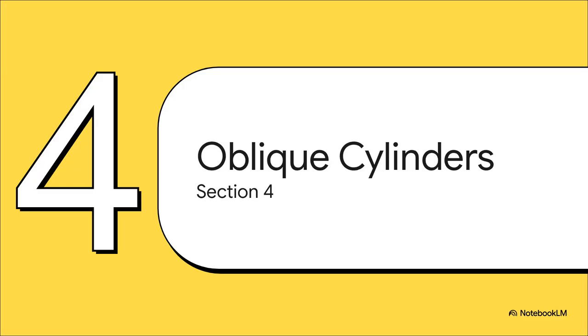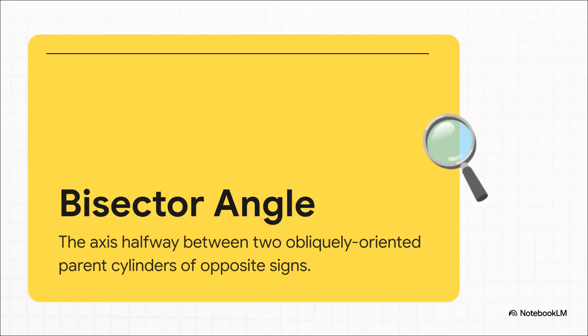Okay, let's get into the math a bit. Section 4, combining oblique cylinders. When you combine two cylinders of opposite signs that are obliquely oriented, meaning they aren't totally lined up, but they aren't perfectly 90 degrees apart either, they do something kind of magical. They spawn a brand new, resultant Jackson cross lens right there inside the patient's visual system.